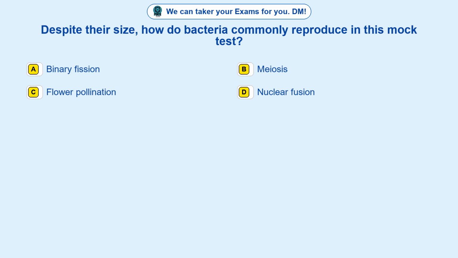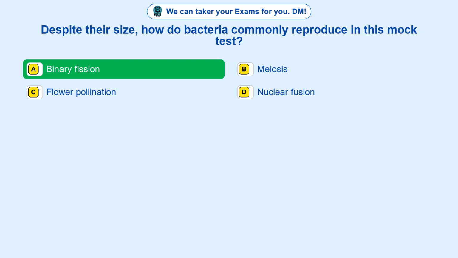Question 25. Despite their size, how do bacteria commonly reproduce in this mock test? Option A, binary fission. Option B, meiosis. Option C, flower pollination. Option D, nuclear fusion. The correct answer is option A.